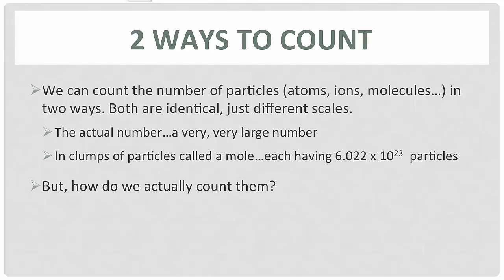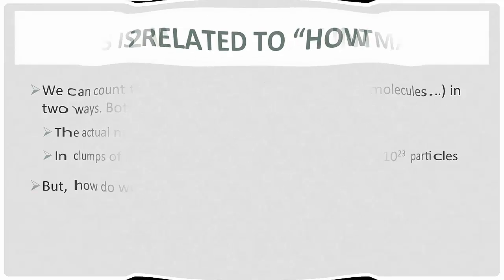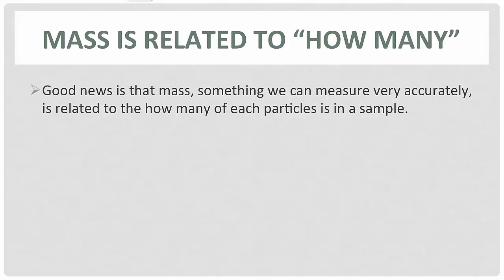The question is, how then do we actually count something if there's so many of them? Because it would take forever to count just one mole. Luckily for us, the mass of something is related to how many that we have. And so we can measure mass very accurately. And if we have a relationship then between the mass of a particle and how many particles there are, then we can just use that forever. And so that's what's been established over time.